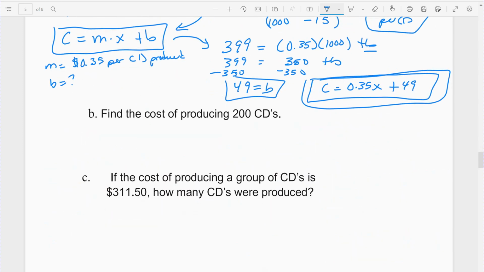Find the cost to produce 200 CDs. So I want X to be 200 CDs. What's the cost? You plug it in. Cost equals, so it's 35 cents for each one of those. So 0.35 times my 200 plus my 49. And so cost is $119.